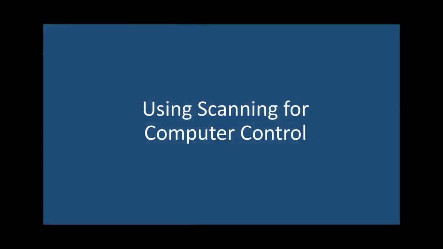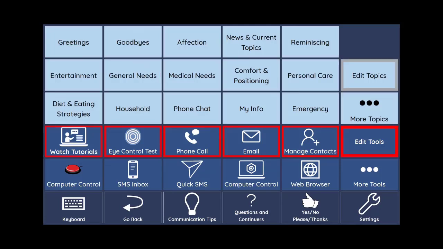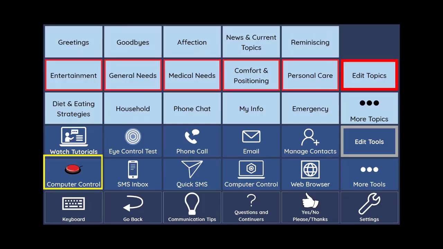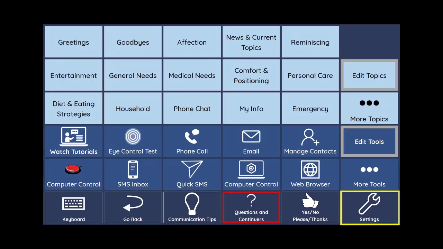Once you are comfortable with scanning, try computer control. Users can do anything on a computer using scanning that can be done with a mouse and keyboard. Once scanning is selected, a computer control button with a picture of a red switch will appear on the Topics and Tools page.